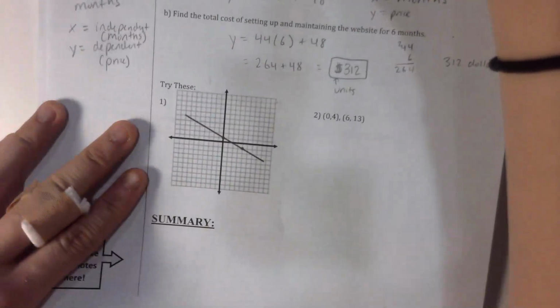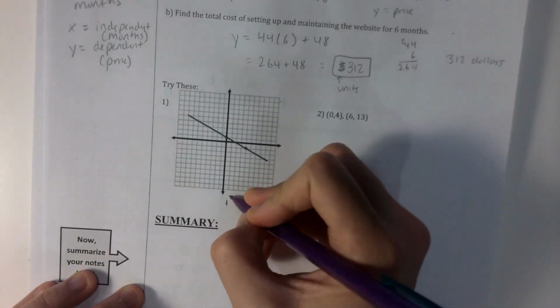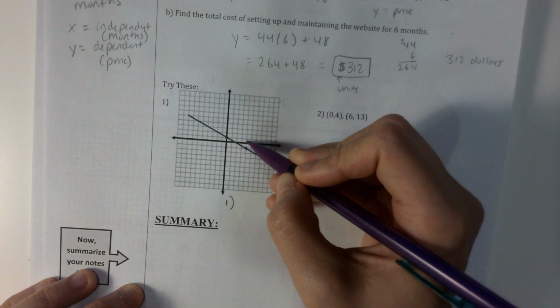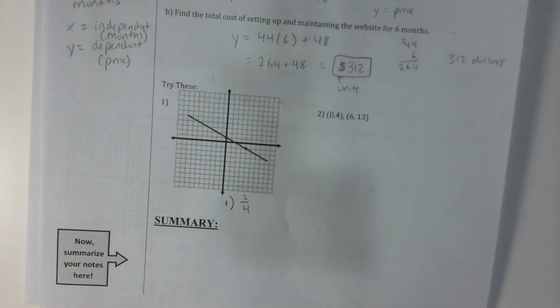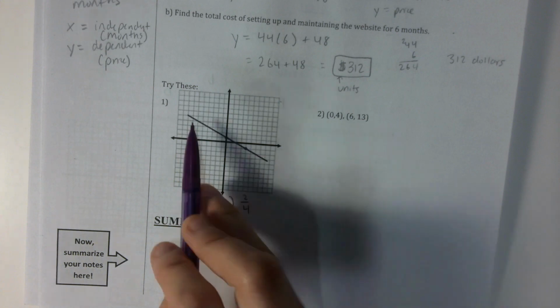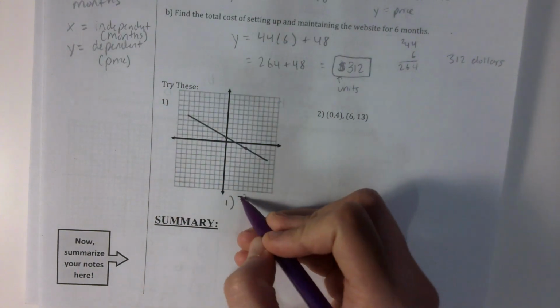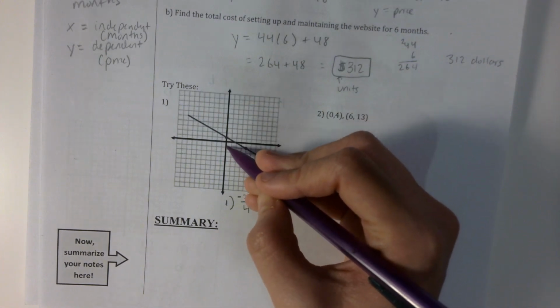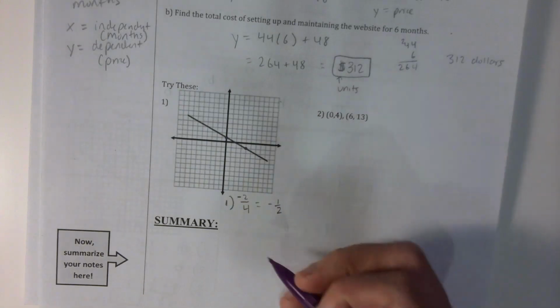Okay, last two. Let's try this one. So we have step 1: we need to find our slope. So we go rise over run. So we go 2 over 4. But we want to be very careful, right? This is going from left to right. It's going down, so this should be negative, right? It's not rising, it's decreasing. So it's decreasing 2 going over 4. We want to simplify that to negative 1/2.